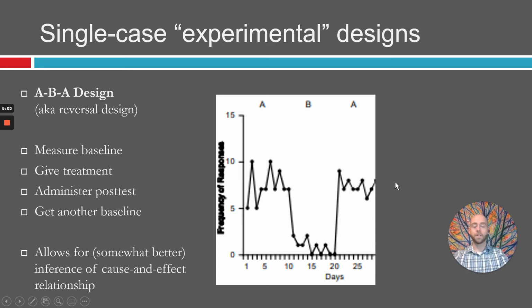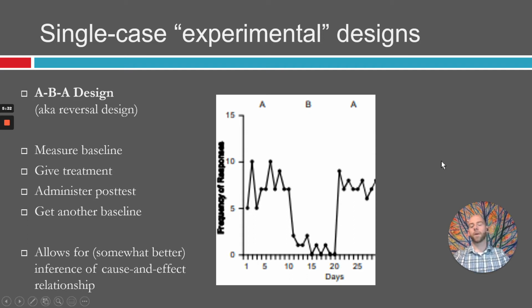So this is somewhat stronger evidence that the treatment really is doing something, because you introduced the treatment, a change was observed, you removed the treatment, and the variable that you're measuring went back to normal, or your baseline. So again, this doesn't completely eliminate the possibility that there are just historical things happening, or unrelated things going on.